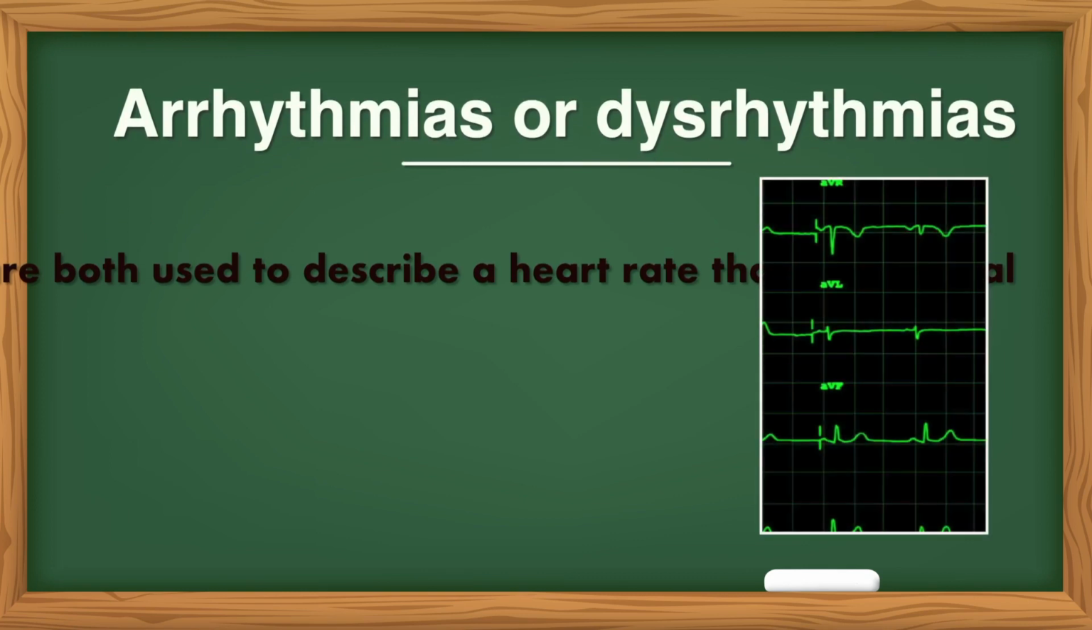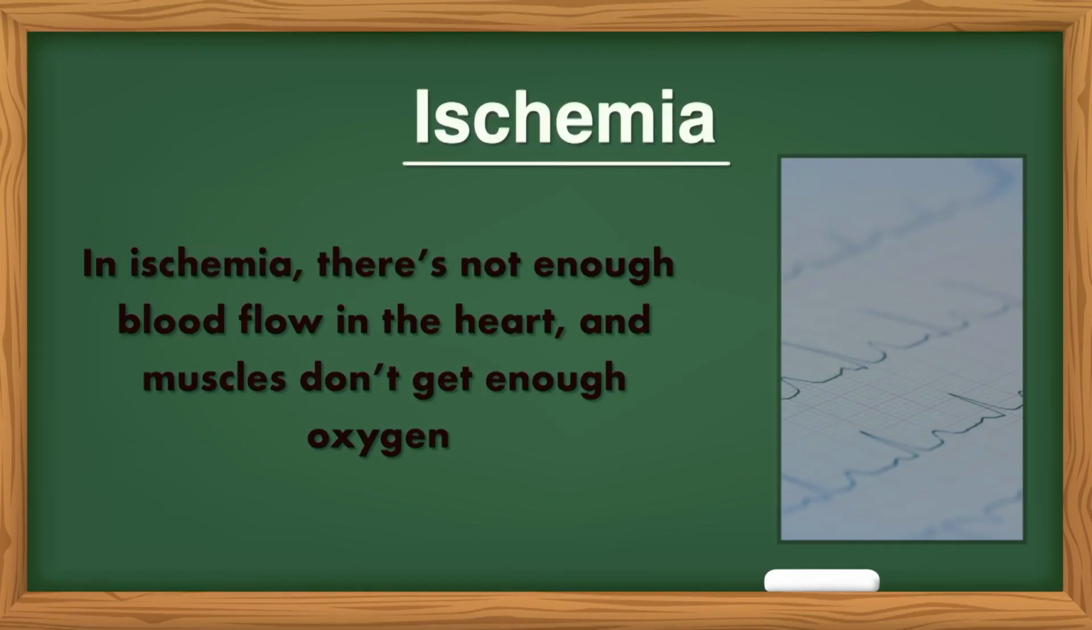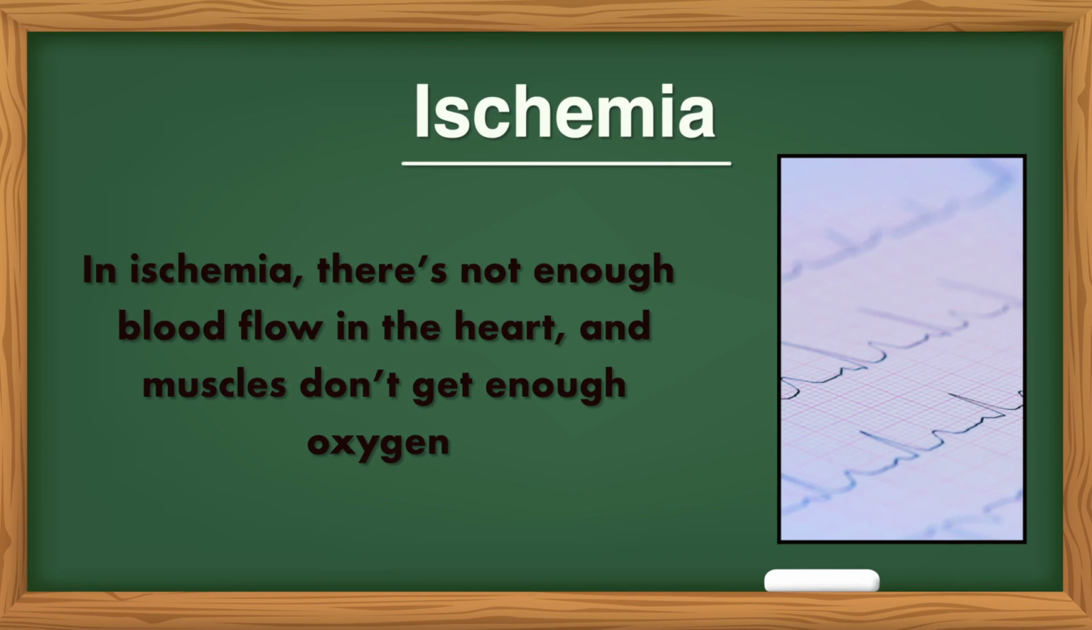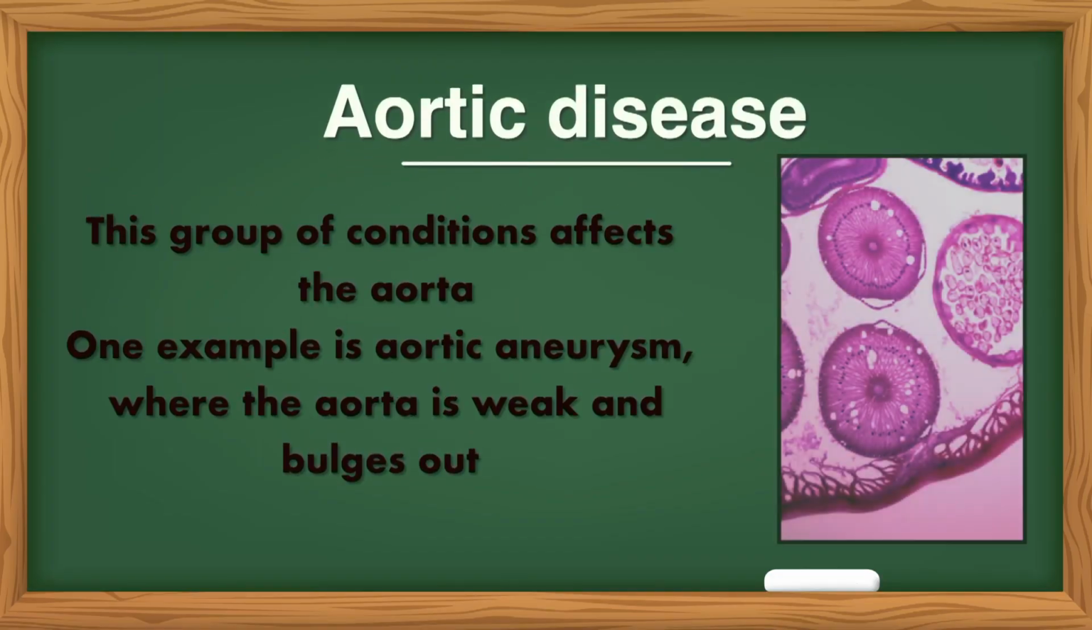Next is arrhythmia or dysrhythmia, which is associated with this. These terms are both used to describe a heart rate that is abnormal. Next is ischemia. In ischemia, there is not enough blood flow in the heart and muscles do not get enough oxygen. Next is aortic disease. This group of conditions affects the aorta. One very common example is aortic aneurysm, where the aorta is weak and bulges out.